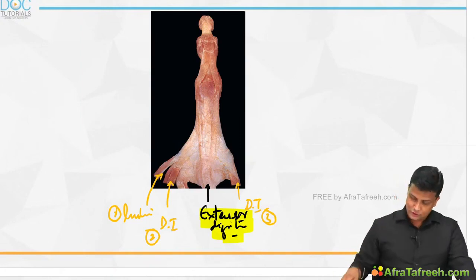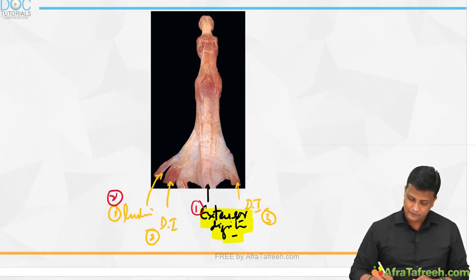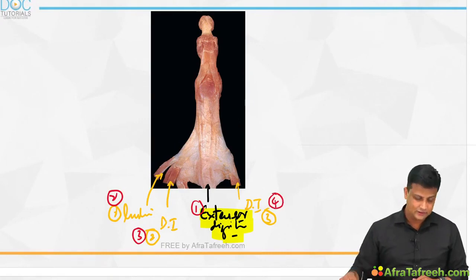So therefore, just to conclude again here, number one, you have to remember extensor digitorum. And number two that you have to remember is the second lumbrical here. And number three is the second dorsal interossei. And number four is the third dorsal interossei.